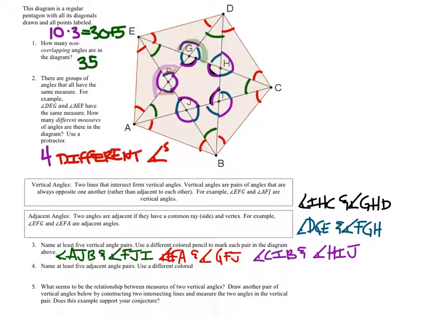All right, let us name at least 5 adjacent angle pairs. There's a lot of these, by the way. So, for example, I can say angle ABJ, and then that would be adjacent to angle JBI.